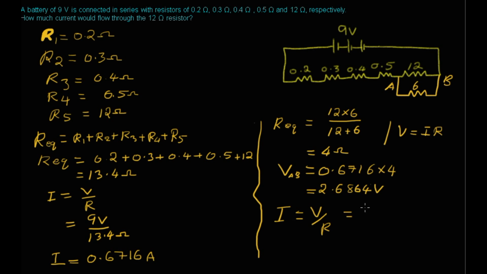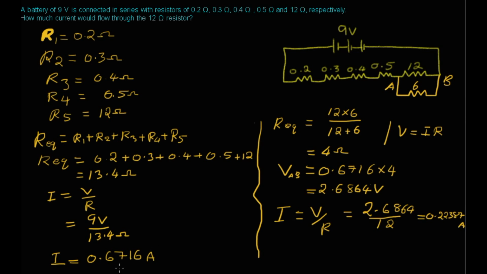So the current through the 12 ohm resistor is I is equal to V by R, that is 2.6864 divided by 12 ohm. That will give a current of 0.22387. 0.22387 ampere is the current flowing through the 12 ohm resistor.